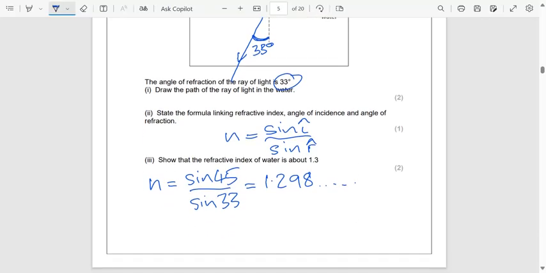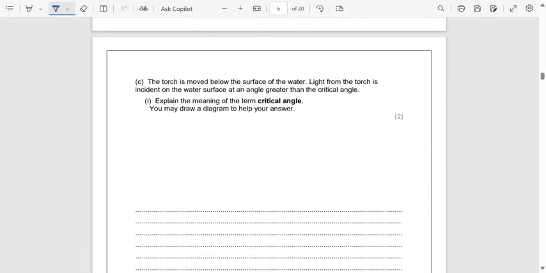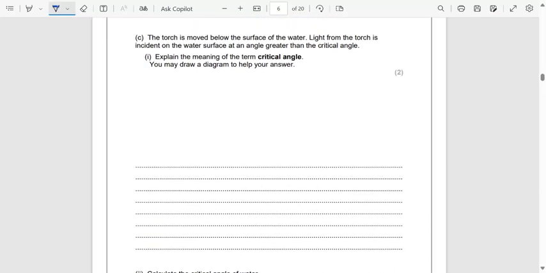And what we've done there is we've shown that this is approximately equal to 1.3, okay? So if you did this step and then just wrote 1.3, that's not enough. You've got to show that you've actually done the calculation, and then you're allowed to use this squiggly arrow, which means approximately the same as, and then you can write 1.3, right?